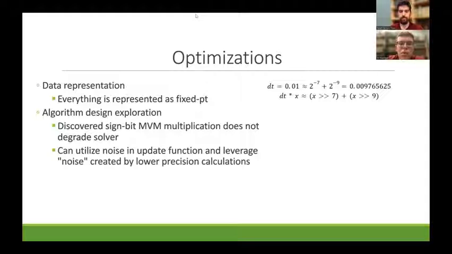On the right, we see an example of one of our optimizations, which was we were able to map a certain multiplication from one of the update stages to a bit shift as opposed to a multiply, which was utilizing a DSP unit.